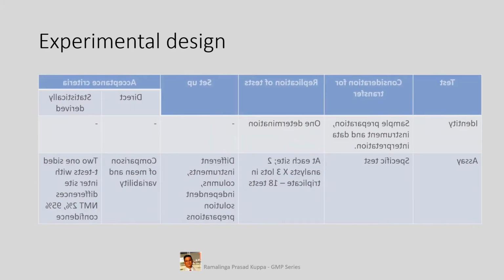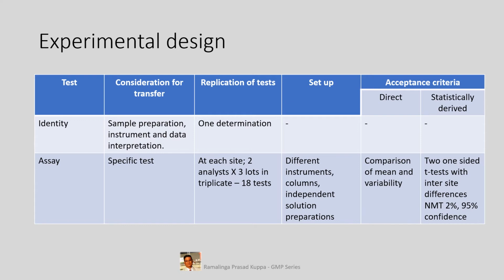Let us see how an experimental design works. Let us evaluate this table. For QC technology transfer, let us see how the design of transfer works. In this typical example, provided in the guideline, while transferring the technology for identity test, sample preparation and data interpretation should be focused. One determination is adequate. No other evaluation is necessary.